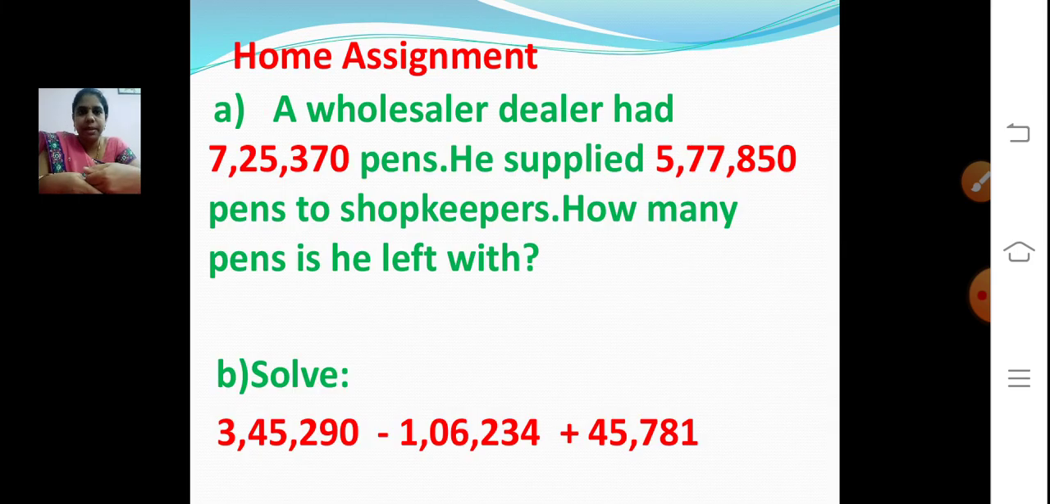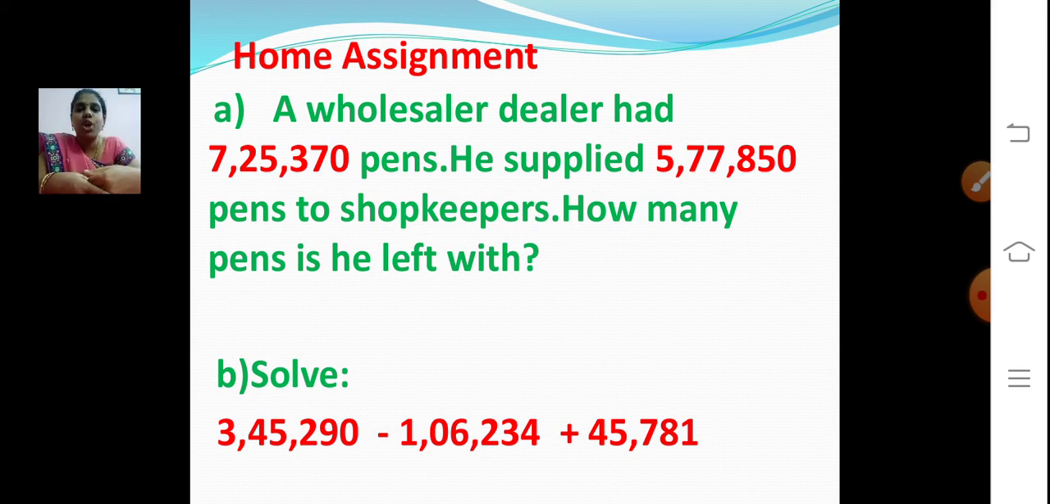Next one, home assignment. A wholesale dealer had 7,25,370 pence. He supplied 5,77,850 pence to shopkeepers. How many pence is he left with? Left means you are going to do subtraction.